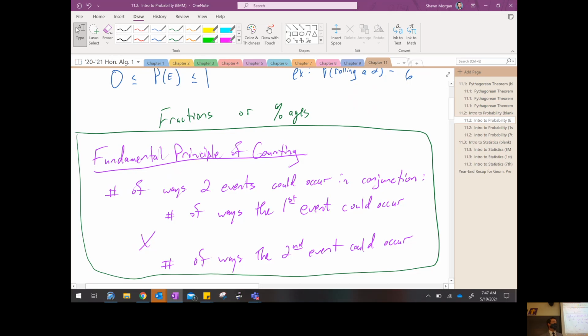So in other words, let's just simplify to my little coin flip and die roll. How many possible outcomes are there for that experiment? There are 12. Very good. Because there's 2 ways the coin could flip, and there's 6 ways the die could roll. So there's 12 ways that event could occur overall.